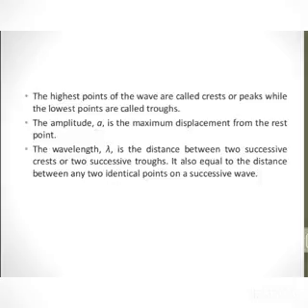Next is wavelength. Wavelength is denoted by this symbol lambda. The wavelength lambda is the distance between two successive crests or two successive troughs. It is also equal to the distance between any two identical points on the successive waves.